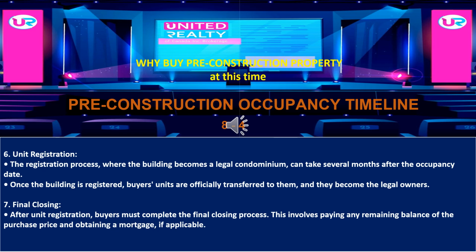6. Unit registration. The registration process, where the building becomes a legal condominium, can take several months after the occupancy date. Once the building is registered, buyers' units are officially transferred to them, and they become the legal owners. 7. Final closing. After unit registration, buyers must complete the final closing process. This involves paying any remaining balance of the purchase price and obtaining a mortgage, if applicable.